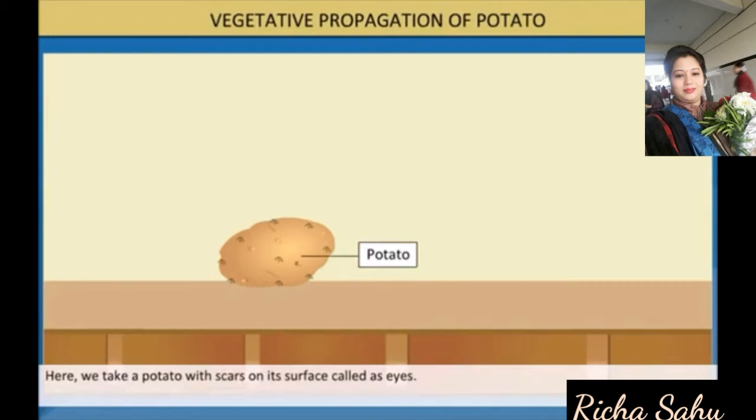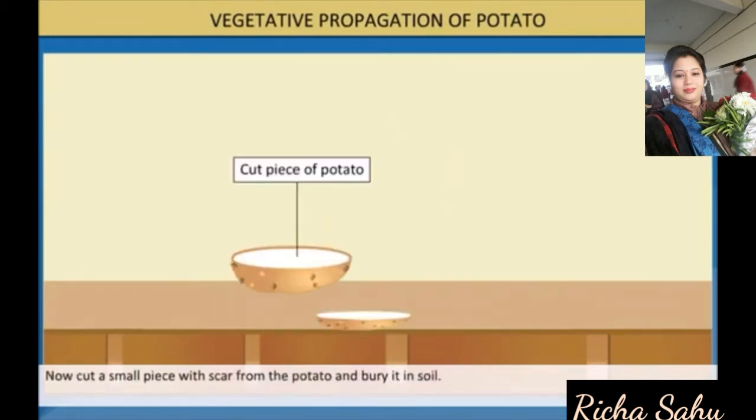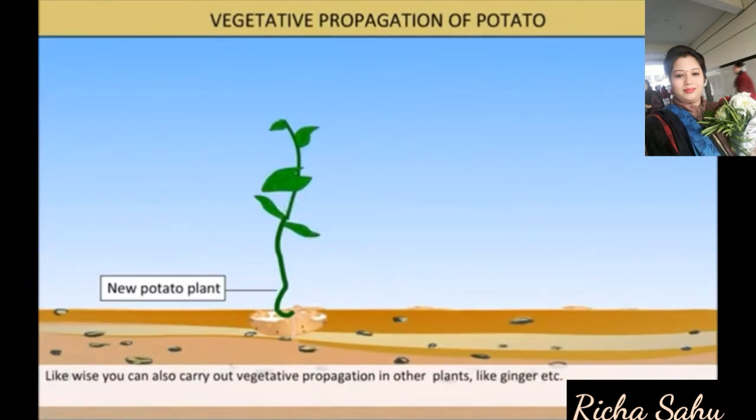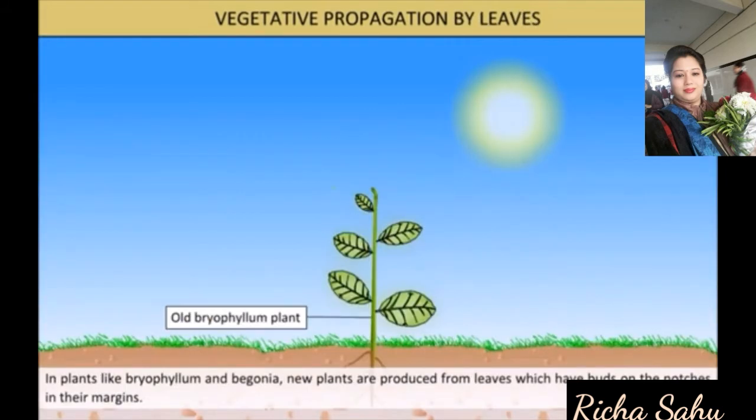Potato has scars on its surface called eyes. Cut a small piece of potato, bury it in soil. After regular watering, a new plant of potato emerges.